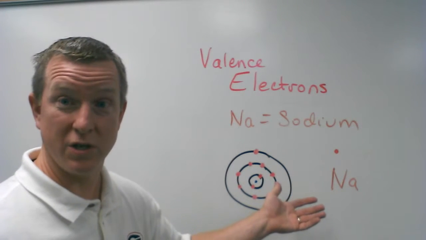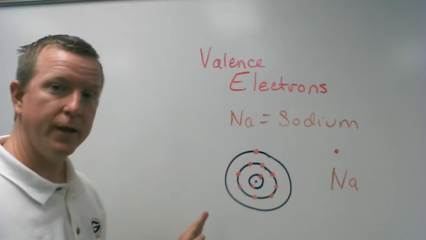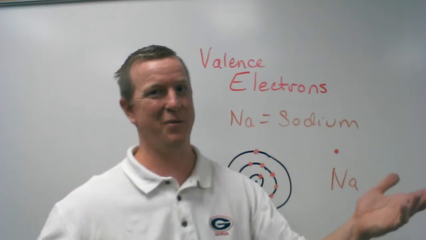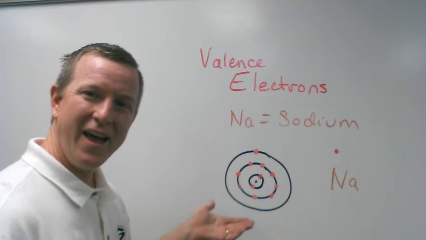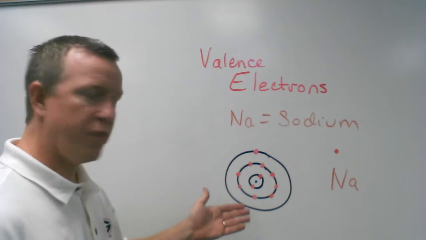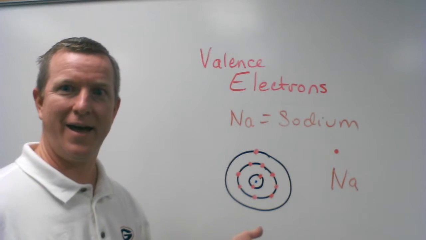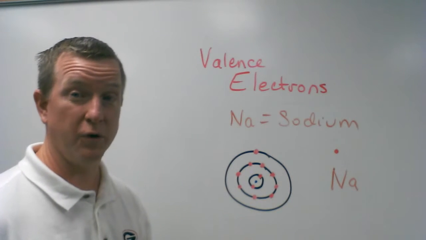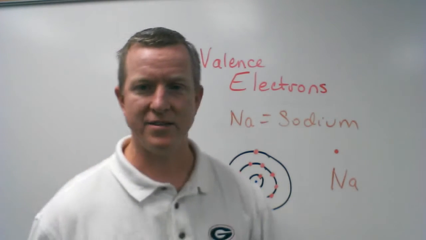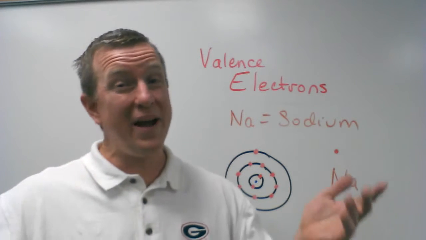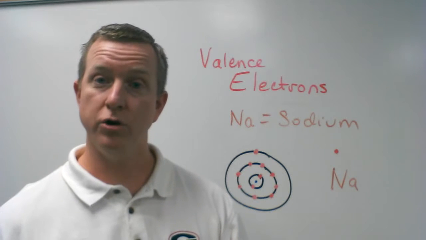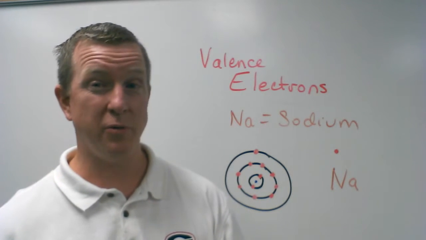What can we use? Now, the key to bonding is to be happy. And doesn't everybody want to be happy? Well, atoms want to be happy too. So how do atoms get happy? Well, they have an outer ring that's full. If we look at the noble gases, their outer ring is already full. They're already happy. They don't need to do anything else. They have a full outer shell, and that's why they don't bond with anybody.